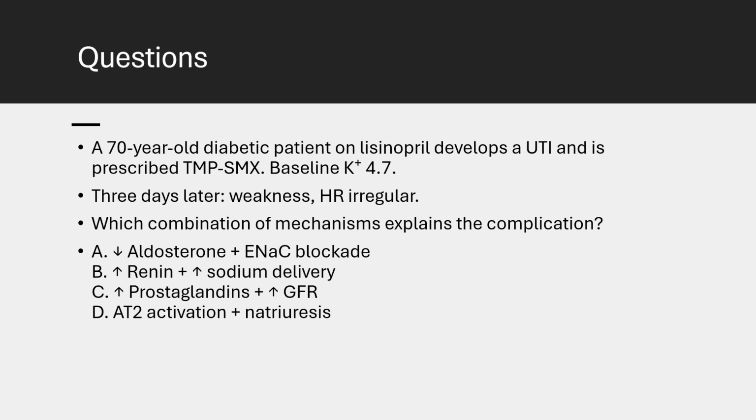Question number 3. A 70-year-old diabetic patient on lisinopril develops a UTI and is prescribed trimethoprim sulfamethoxazole. His baseline potassium is 4.7. 3 days later, he develops weakness and an irregular heart rhythm. Which combination of mechanisms explains the complication?